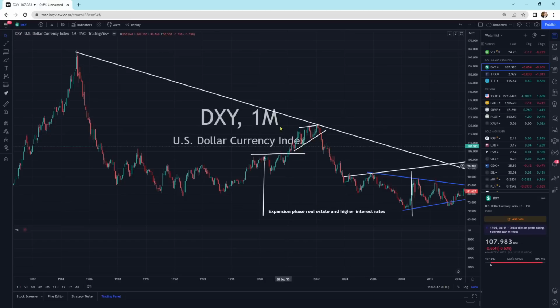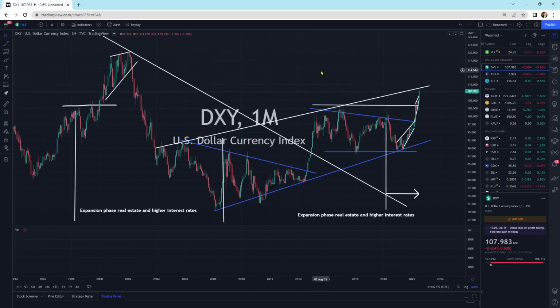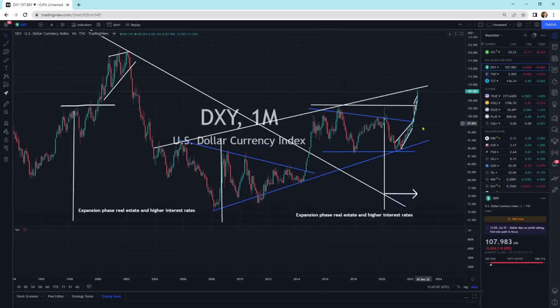We had inflation. We had an increasing interest rate environment. This was the expansion phase of real estate and higher interest rates in this cycle. So this was our expansionary phase of real estate. This was also the bubble in 06 onward. We have a similar setup coming up just like that.